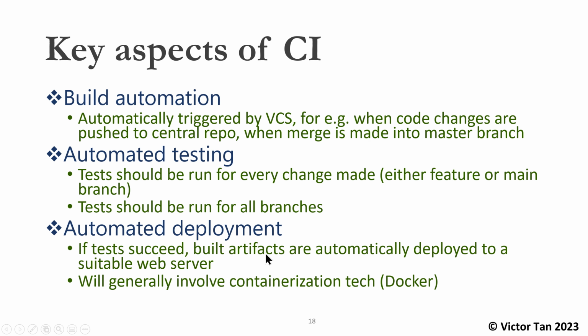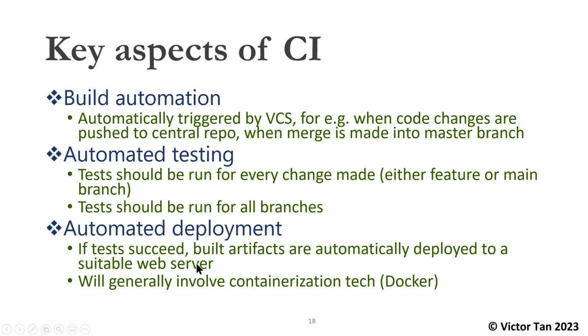So if you're compiling a C++ program, then your build artifact is an executable file. If you're compiling a Java web project, then your build artifact is a WAR file. WAR is short for web archive file. So you're going to have many different kinds of build artifacts, and once the test succeeds, you're going to automatically deploy the build artifact to a web server.